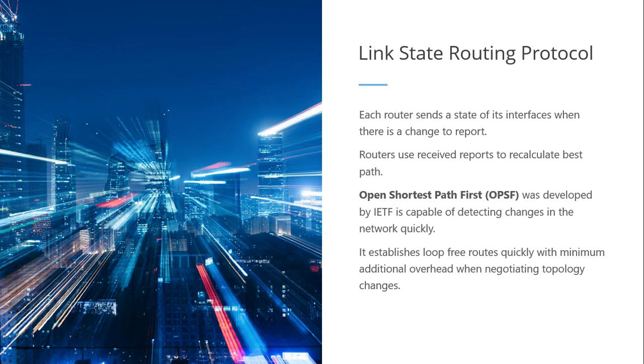So part of LSRP or link state routing protocol is open shortest path first or OSPF. This was developed by IETF in around 1988, and OSPF was designed such that it would react to changes in the network as quickly as possible and update the other networks. So it establishes loop-free routes quickly, as that is one possible thing that might happen if we're using a poor routing protocol because of the web nature of the public domain or the public network.